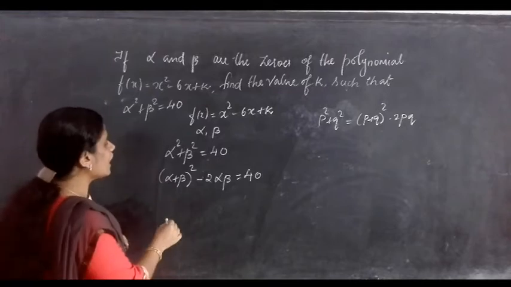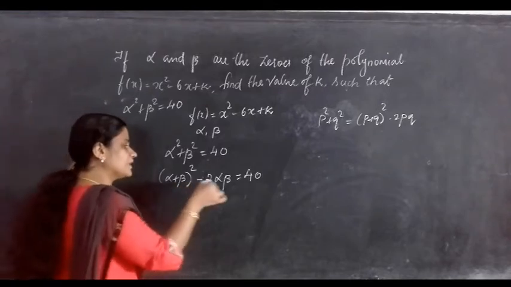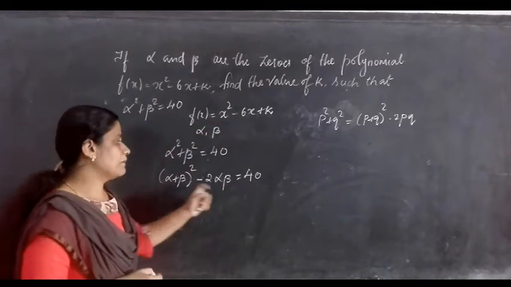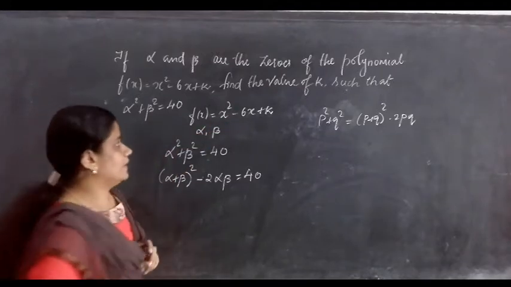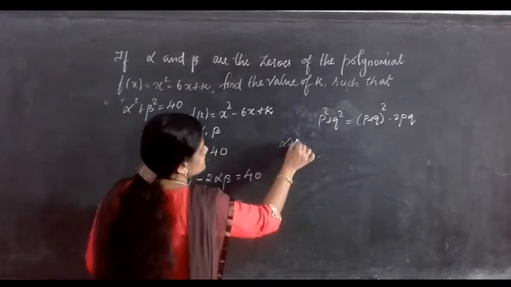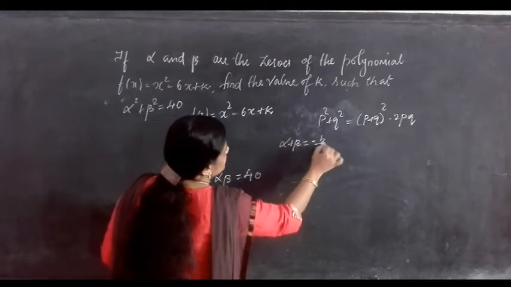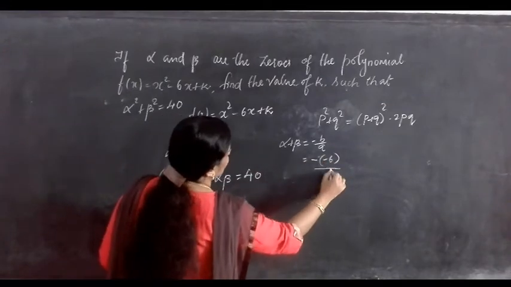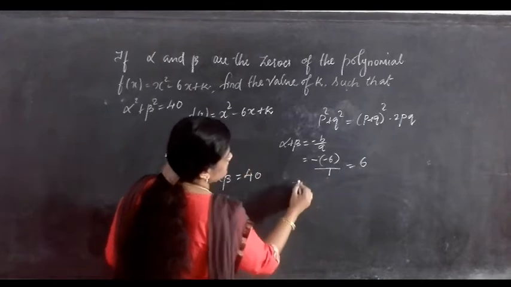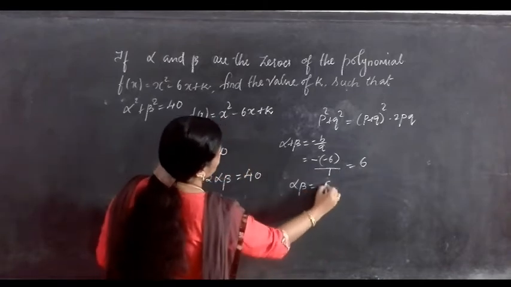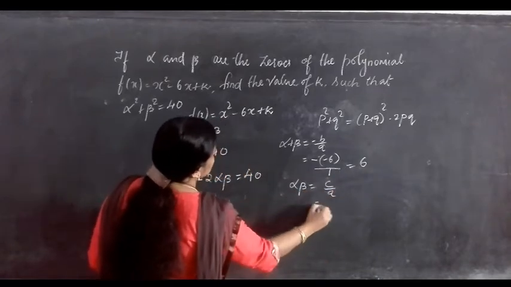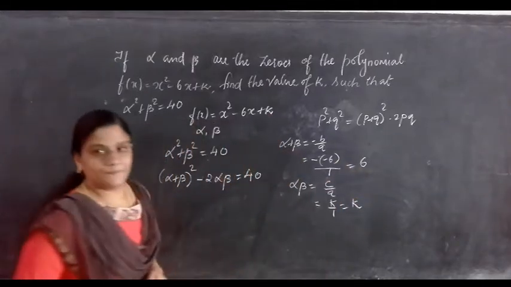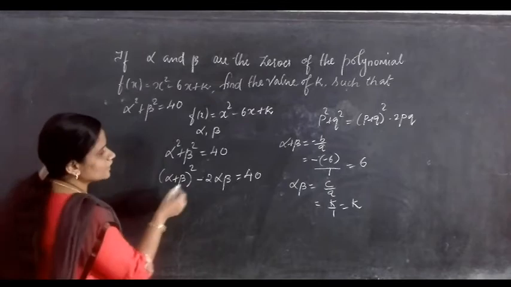Okay. Now we have to get the sum and the product. From the given polynomial, we can find the sum and the product. Okay. So what is alpha plus beta? Minus b by a, that is minus of minus 6 by 1, that is 6. Next, alpha beta is equal to c by a. What is c here? k. k by 1, that is equal to k. Clear? Okay. Now we are going to substitute here.